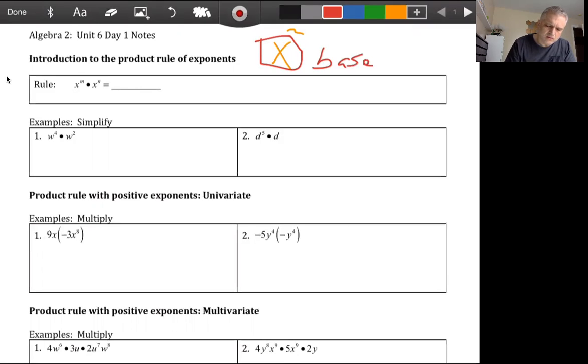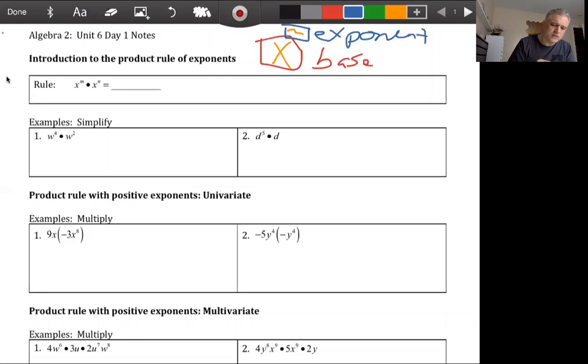And in this case 2, the raised number is called the exponent. Right? So when I talk about the base or the exponent, that's what I'm talking about. The base is the lower number, and then the exponent is the raised number.